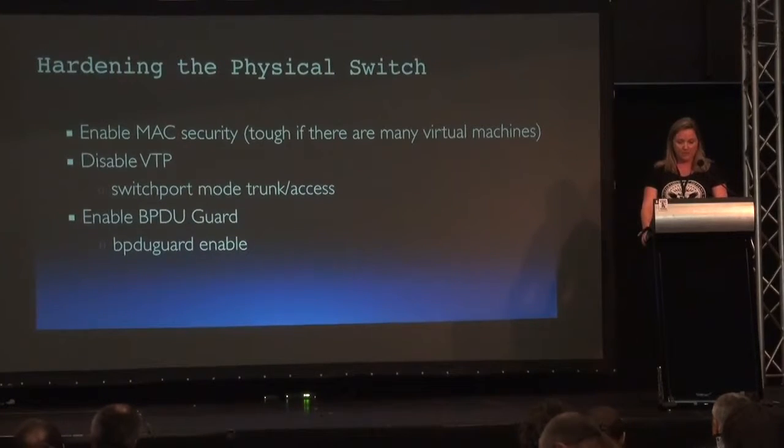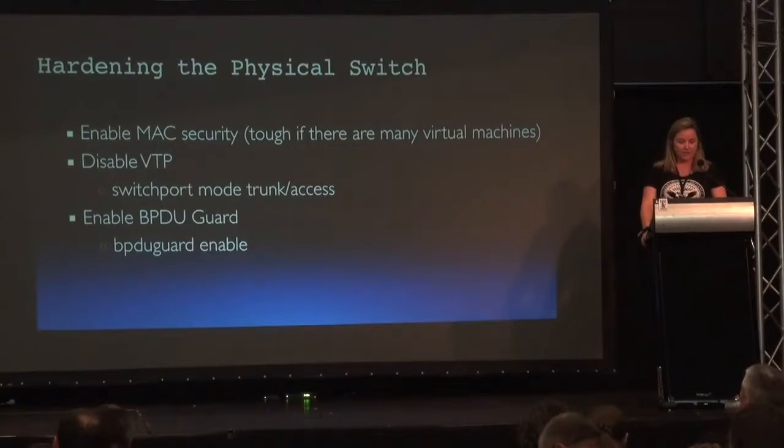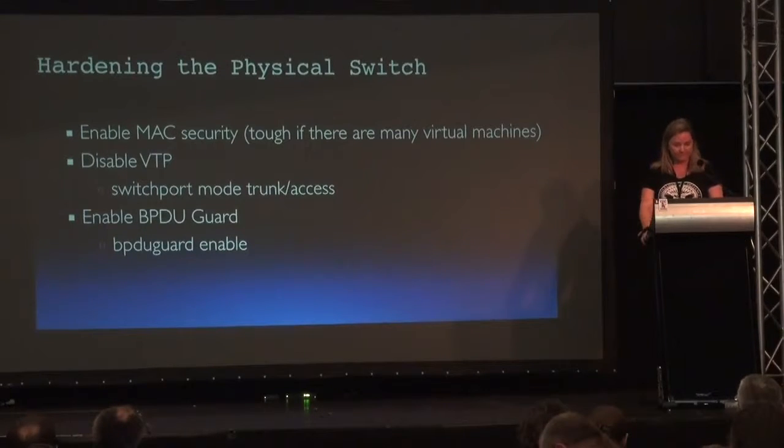Disable DTP, so if you do switchport mode trunk or access, that's not going to respond to any more DTP packets. And enable BPDU guard, so don't accept spanning tree packets from your virtual network. They're simple mitigations, but they're not on by default and not many people do them.